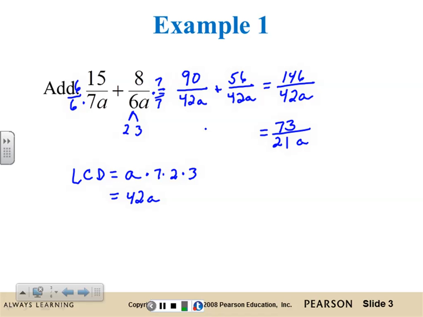So again, let's go through our steps. To add or subtract fractions, the first thing you've got to have is a common denominator. Once you have that common denominator, you have to make equivalent fractions. Once you have the equivalent fractions over that common denominator, you're going to combine the tops, combine your numerators, and leave your denominator alone, your common denominator. And then reduce if you can.